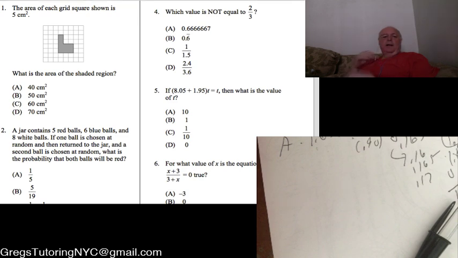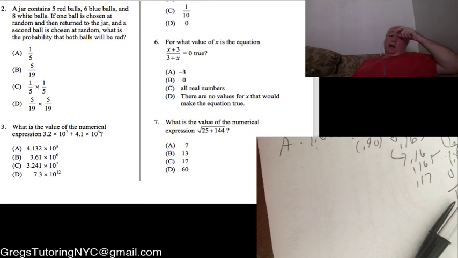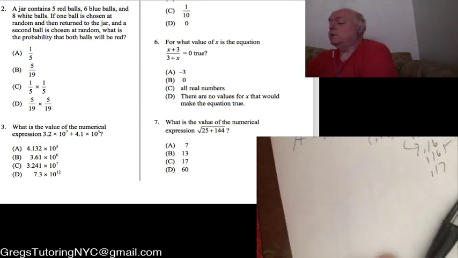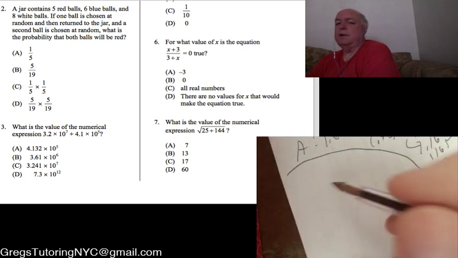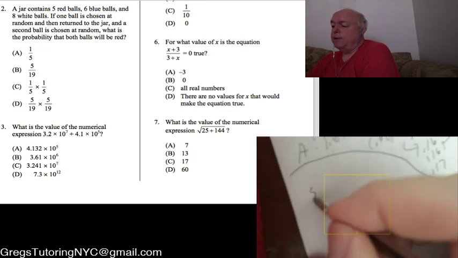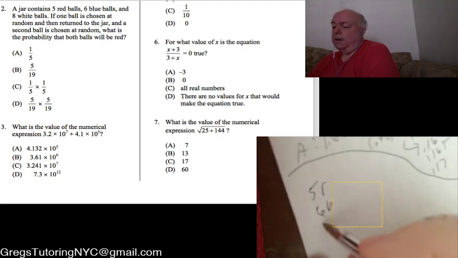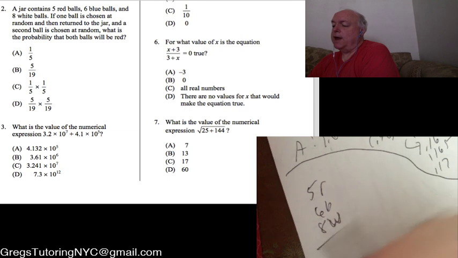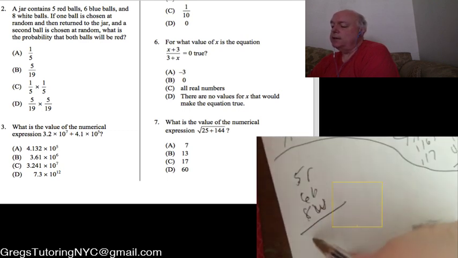All right. Anyway, number 2. So a jar contains 5 red balls, 6 blue balls, and 8 white balls. Okay, I'm going to take it a sentence at a time. Again, I'm just going to follow what's happening. I'm not going to read the whole problem. So I have 5 red, 6 blue, and 8 white. And by not reading the problem, I'm slightly hijacking myself. So I get 19 total.